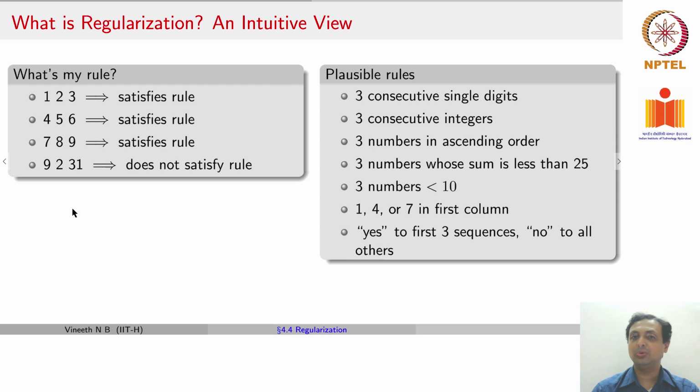A simple thought process should tell you that there are many possibilities. You could say 3 consecutive single digits, you could say 3 consecutive integers, you could say 3 numbers in ascending order, 3 numbers whose sum is less than 25, 3 numbers less than 10. It should have 1, 4 or 7 in the first column, or for all you know, you can just say yes to the first 3 sequences and no to all others, which is also correct in this particular case. Clearly, the last 2 cases would not have been the answers that you came up with intuitively.